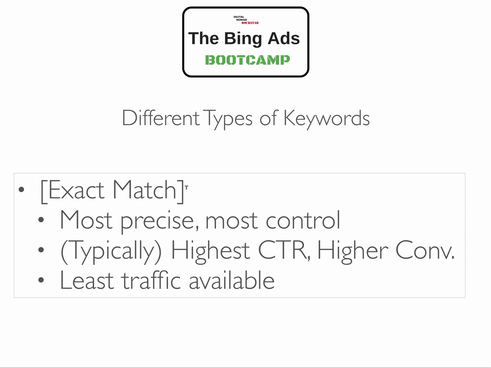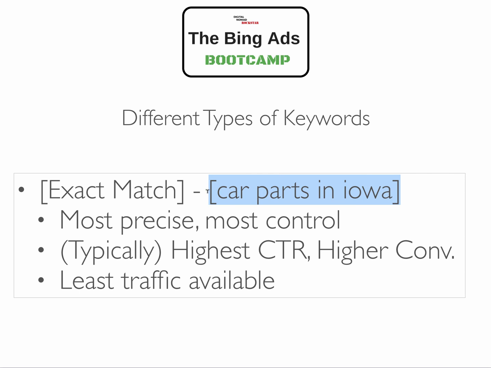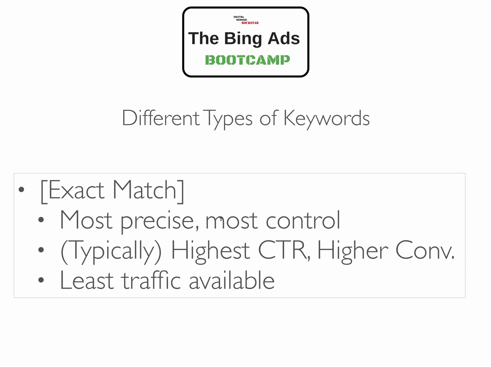And the reason that it's in brackets is this is how you enter an exact match keyword into your campaigns and your ad groups. You would say car parts in Iowa. And now it will only show if somebody types exactly these words in exactly this order, car parts in Iowa. Now, that offers you lots of control, like I said, but there's the least amount of them available.